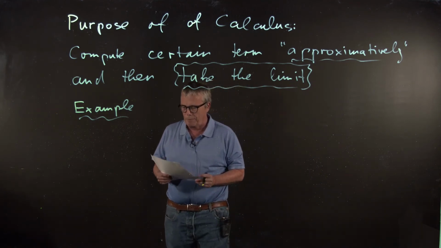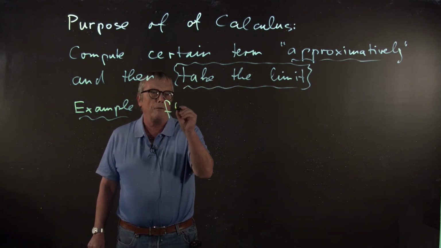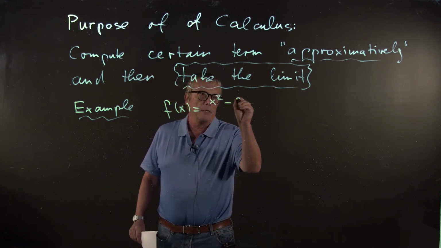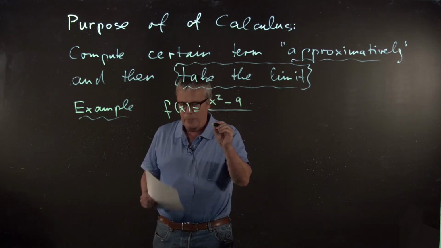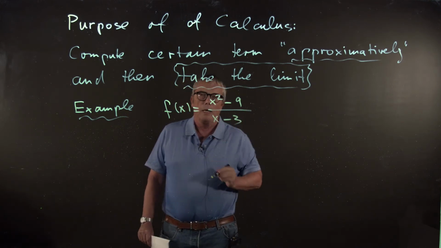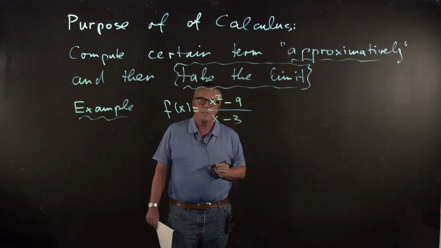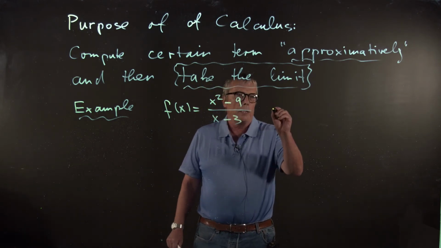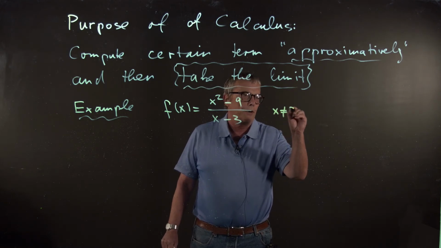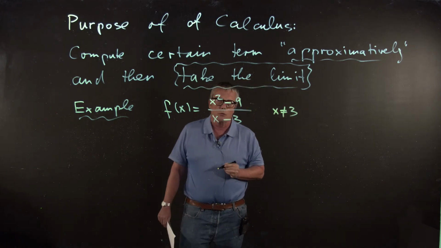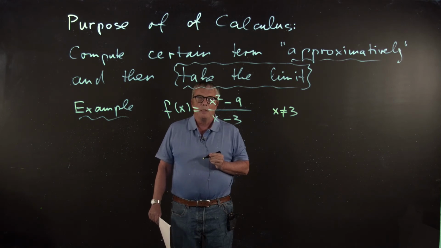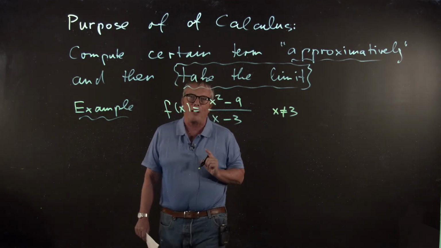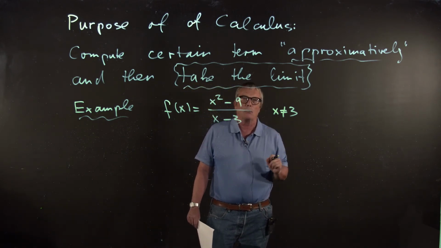So here, an example. We consider the function f of x equals x squared minus 9 divided by x minus 3. And as you can see, since the denominator should never be 0, we can only define the function for values which are not equal to 3. So we cannot compute the function at x equals 3.